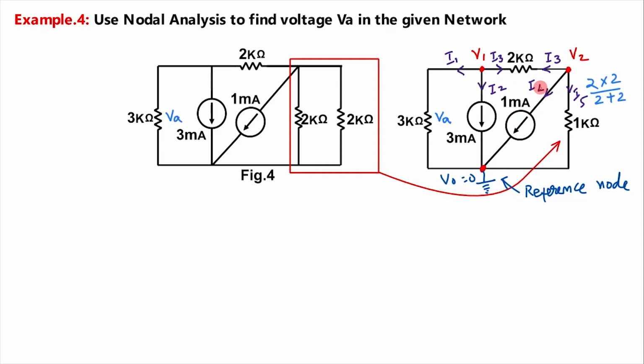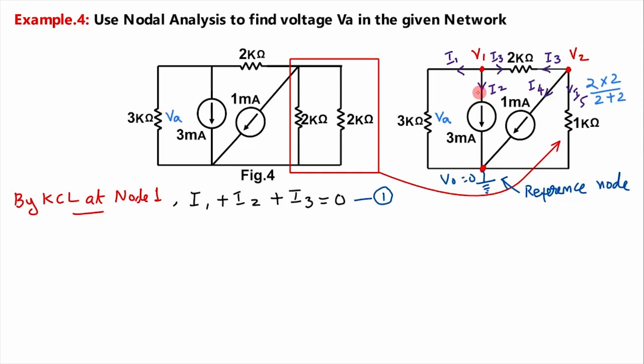By Kirchhoff's current law, KCL, at node 1, I1, I2 and I3 are going away from the node, so we can write I1 plus I2 plus I3 is equal to 0 as no currents are coming towards the node. Let this be equation number 1. We know that current I2 is 3 milliampere.